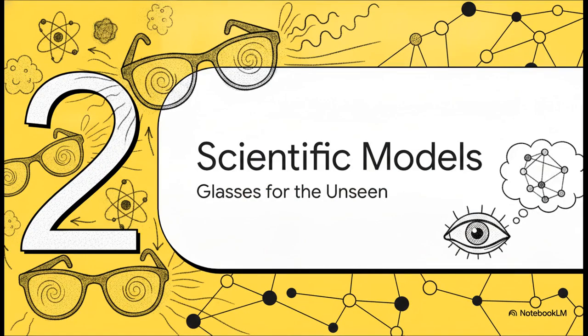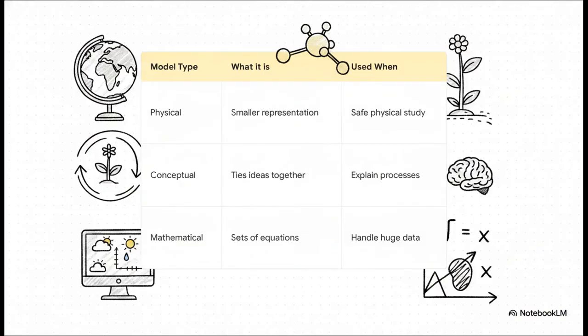Moving right along to Section 2, Types of Scientific Models. Think of these as our glasses for the unseen. Because these particles are way too small to see, scientists face a really big challenge. How do you study what's invisible? Well, they use models as their scientific glasses to bring highly complex ideas into clear focus. There are 3 main types.